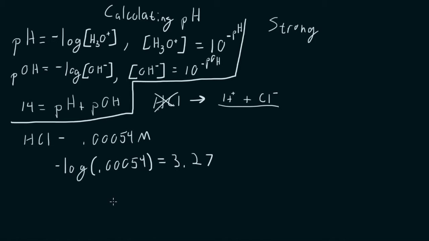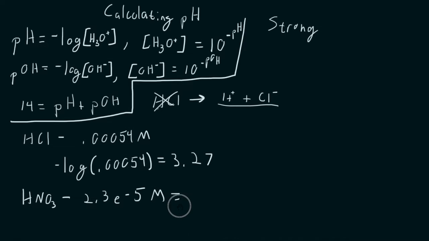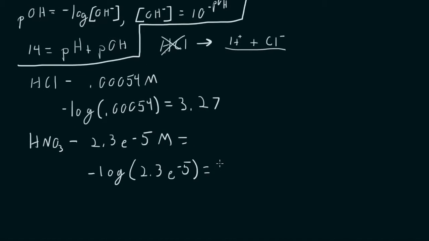Let's try another one. Let's do HNO3 at a concentration of 2.3 E negative 5. What's that pH going to be? When I put that into my calculator, the pH is 4.64.